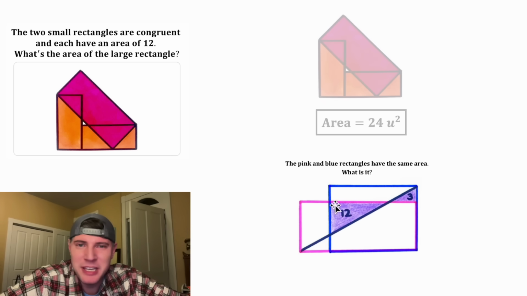We're given that the pink rectangle and the blue rectangle have the same area. And it wants to know, what is that area? In the diagram, we're also given that this connects these two vertices, and this triangle has an area of 12, and this triangle has an area of 3. This looks like it'll be a fun one. How exciting.